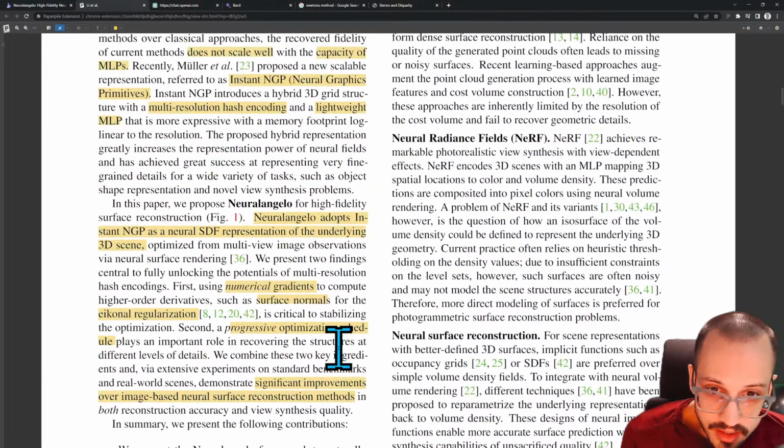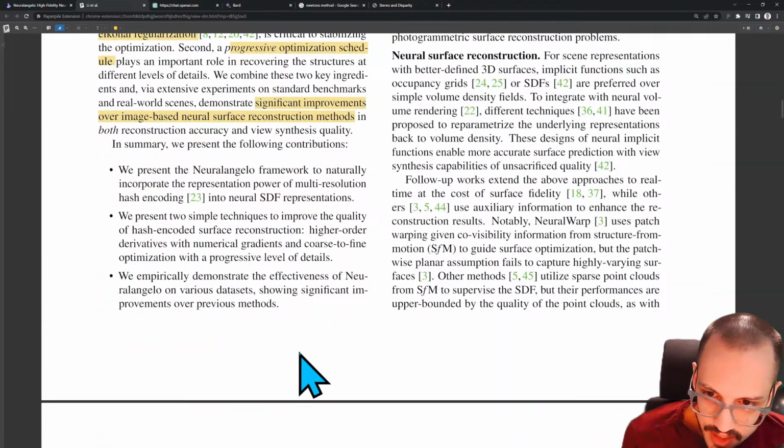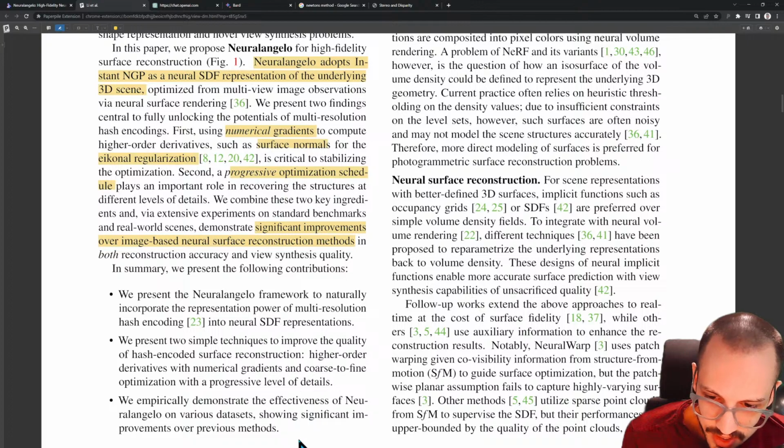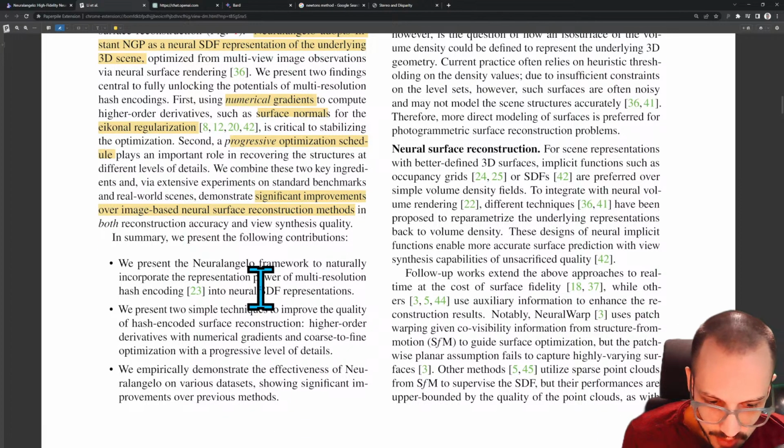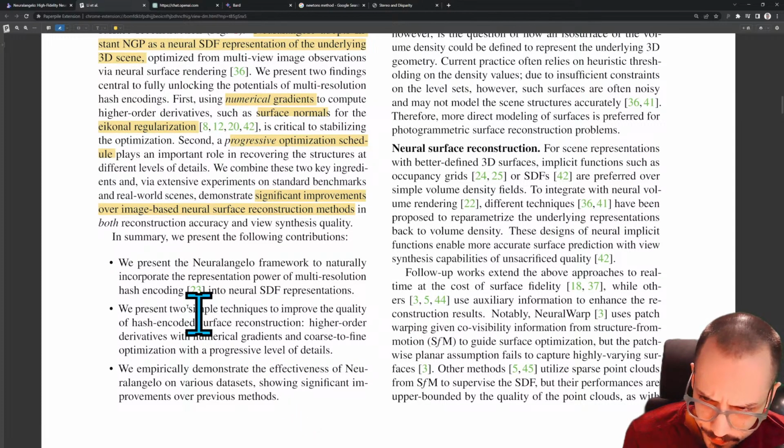All right, and then here at the end of the introduction, so generally in a machine learning paper, the end of the introduction contains a bulleted list of all the key contributions of this paper. So if you're ever in a huge hurry and you don't have time to read the paper, you can basically just read the end of the introduction. You find these bullet points and you have a good idea of what's going on.